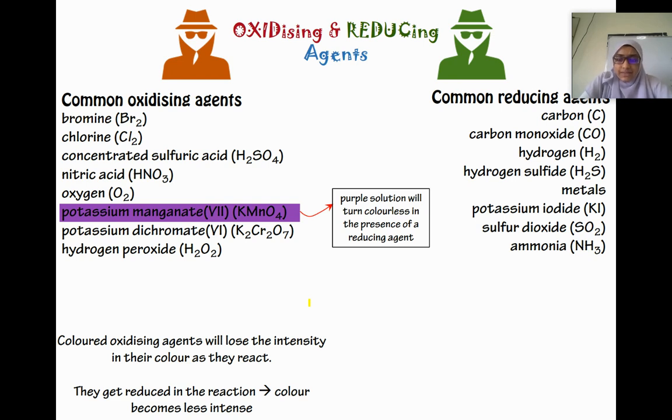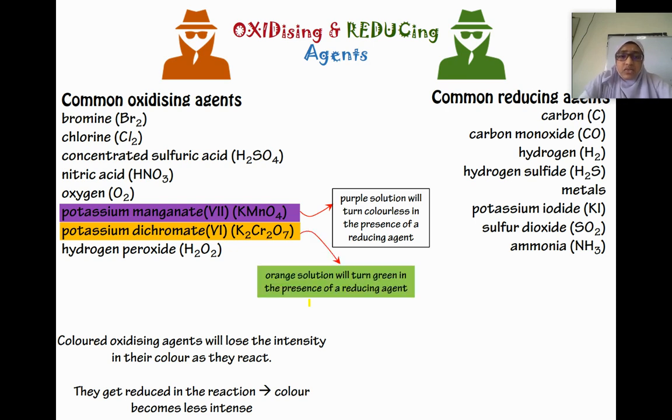It will actually turn colorless. The other one is potassium dichromate. We don't use it in the labs anymore. However, it is orange in color. So when it is oxidizing something else, it will get reduced. So it will turn from orange to green, a lesser intense color.